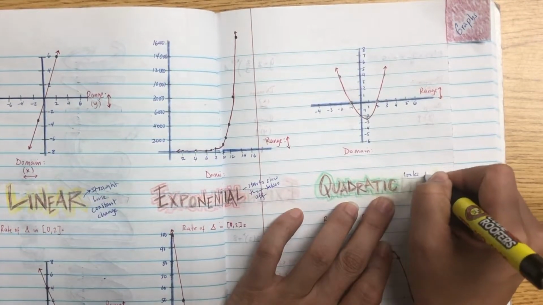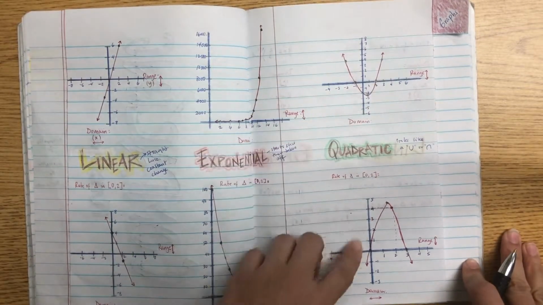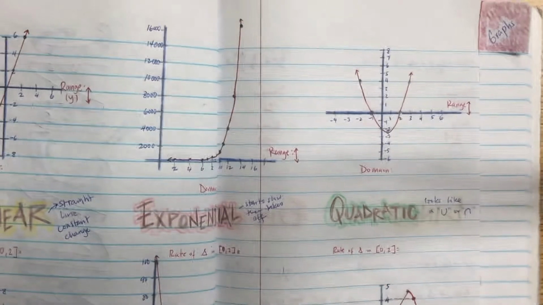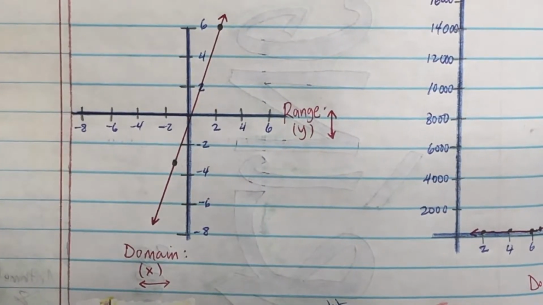When you look at a quadratic, it either looks like a U or it looks like an N. This is a listening check. Color in looks like a U or N. So U if it's positive, it's an N if it's negative.